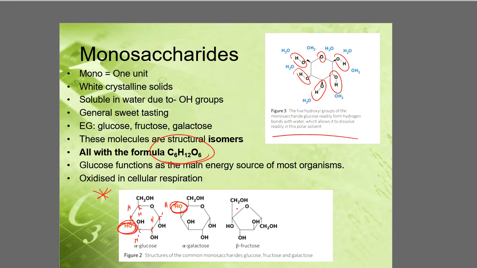You can see it's got a pentagon shape. So it's got a five-membered ring with a carbon down here and a carbon up there. So you can quite easily tell the difference between fructose and the other two.